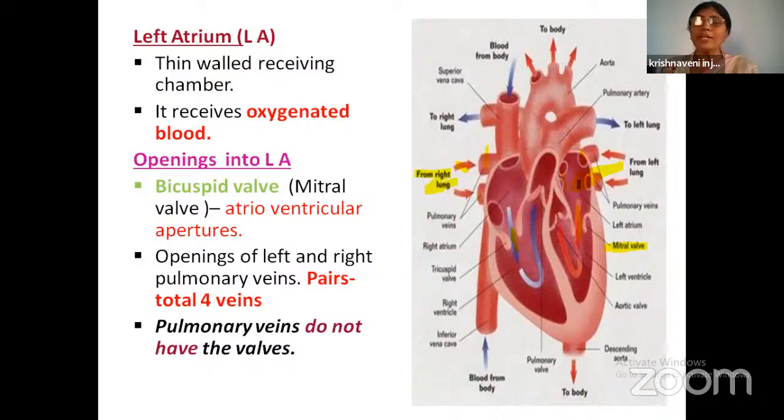Here, one more important point I have to stress. Pulmonary veins do not have valves. Actually, most veins have valves, whereas pulmonary veins do not, because they are very near to the heart, and the flow is not able to go back. That's why there is no need of valves in the pulmonary veins. This is about the left atrium. Previously, we discussed the right atrium.